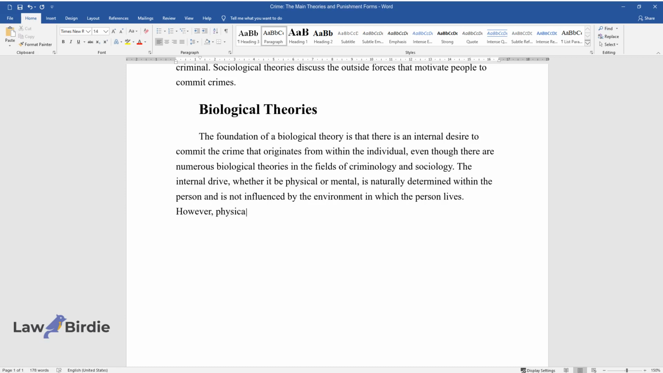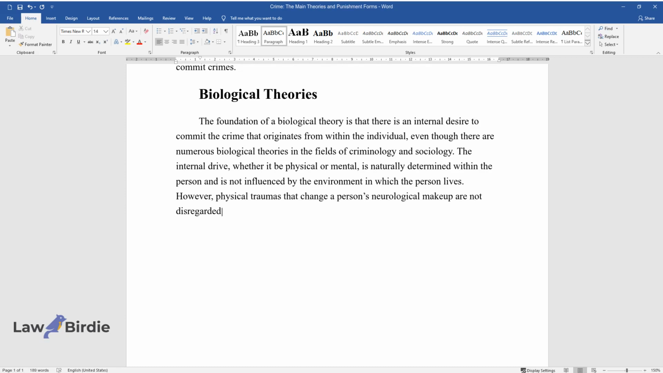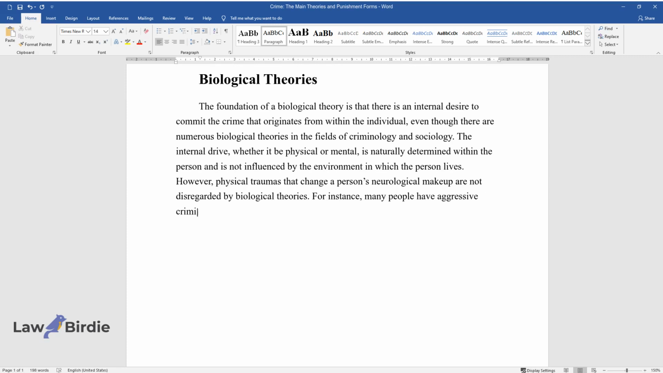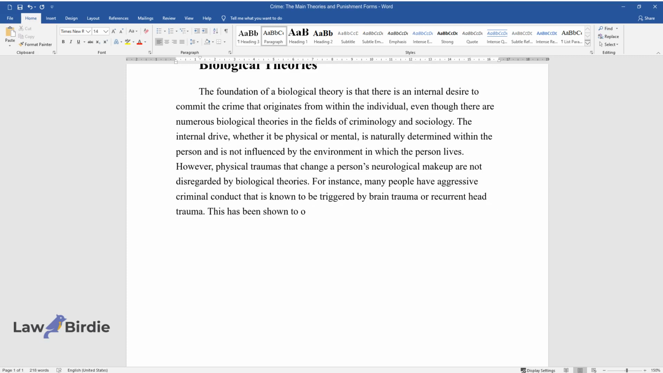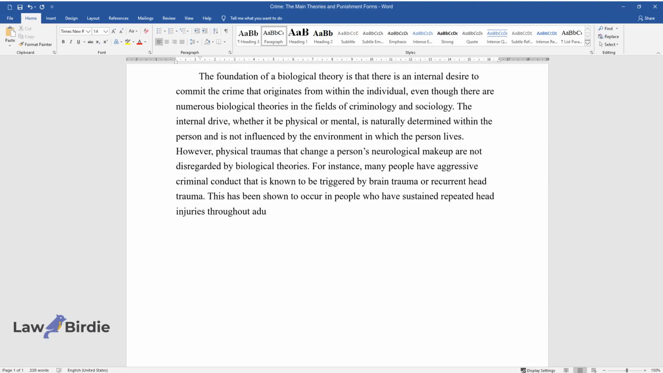However, physical traumas that change a person's neurological makeup are not disregarded by biological theories. For instance, many people have aggressive criminal conduct that is known to be triggered by brain trauma or recurrent head trauma. This has been shown to occur in people who have sustained repeated head injuries throughout adulthood, as well as brain injuries at a young age.